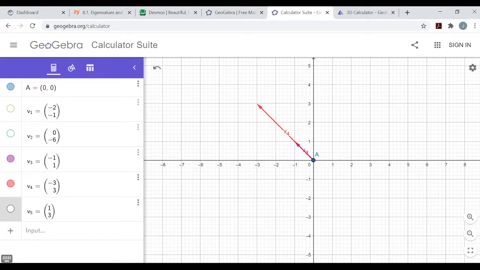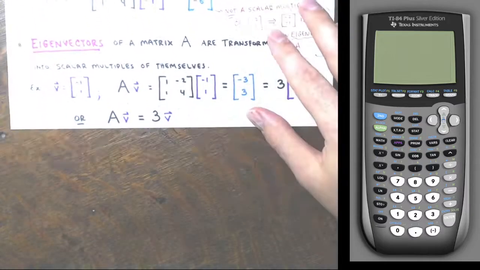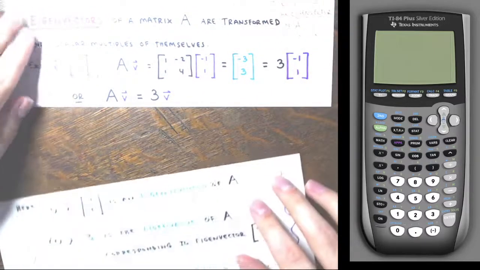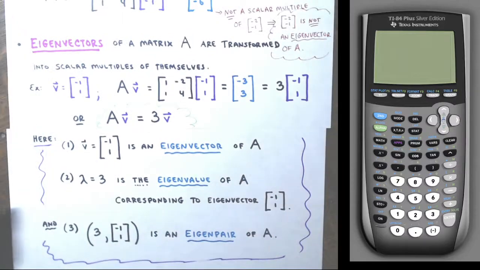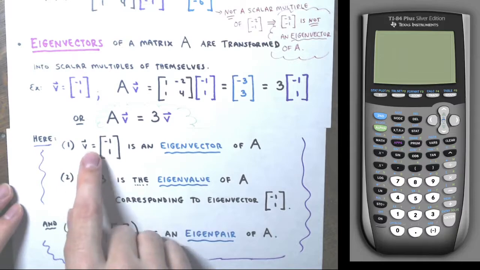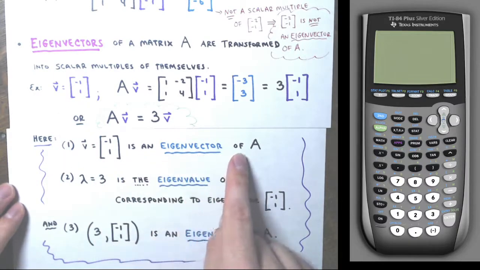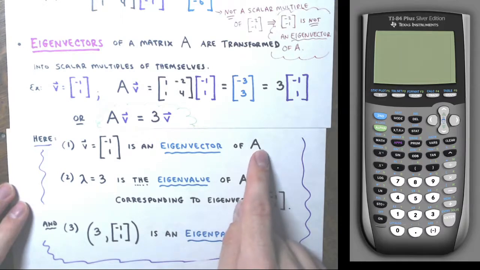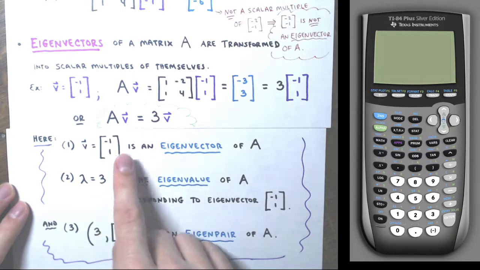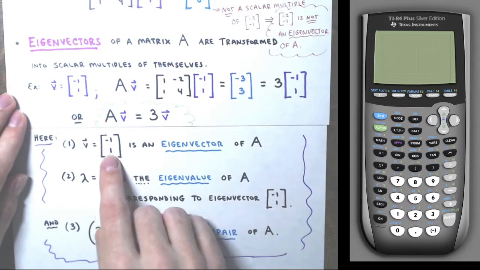All right. So I have all that written here. So for this particular example, right here, we could say the following. So for this example, we would say that this vector, -1, 1, is an eigenvector of A, right? Because A times this vector gives me an output that is simply a scalar multiple of this vector.